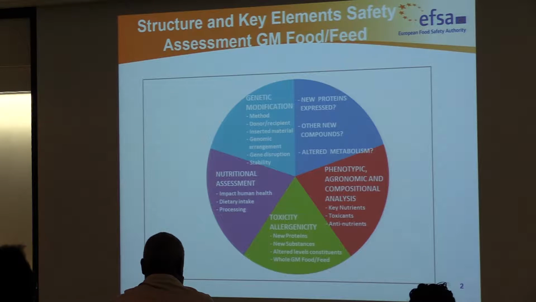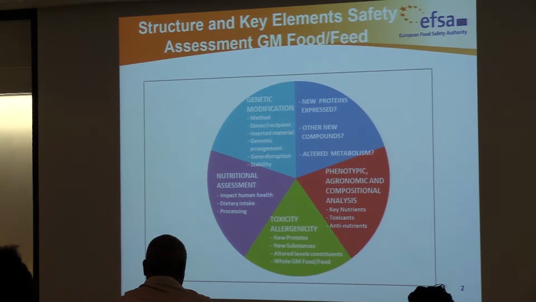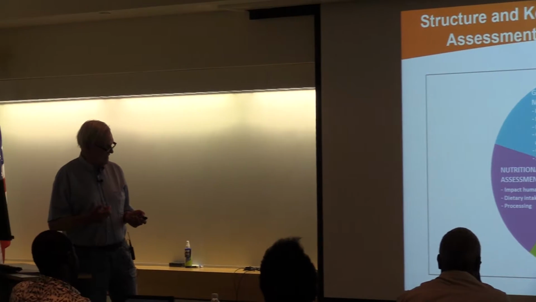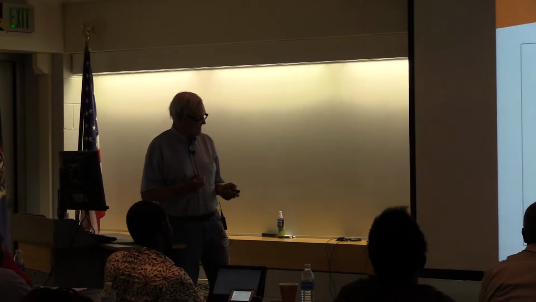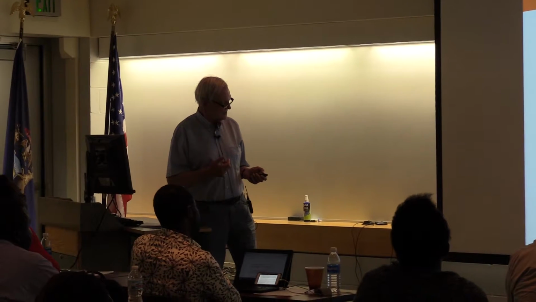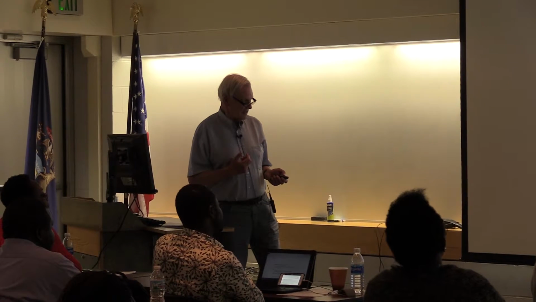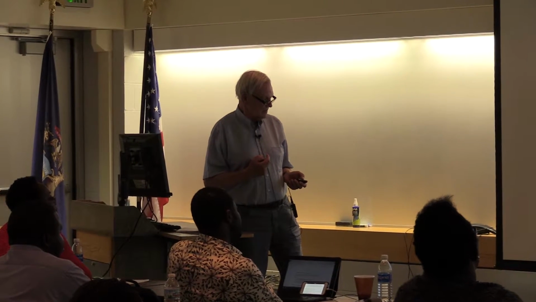Then a key issue for a dossier is what's there, what is new and what is expressed in a crop, which we haven't seen before. Sometimes there's nothing expressed, there's something deleted or suppressed. So you would like to know what is there or what is not there. Are there other new compounds being expressed? Is there a change in alterations in constituents already? That is important. And is there a change, possibly alterations, in metabolisms?